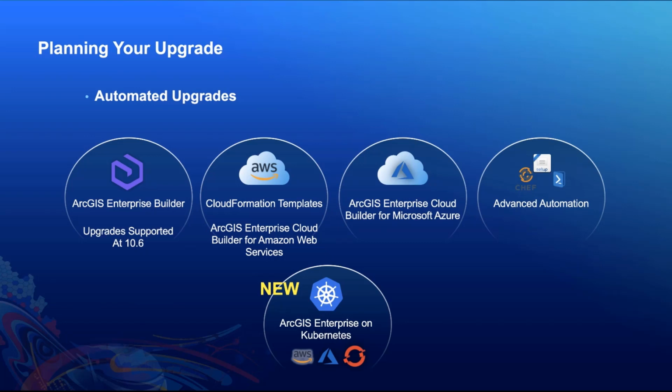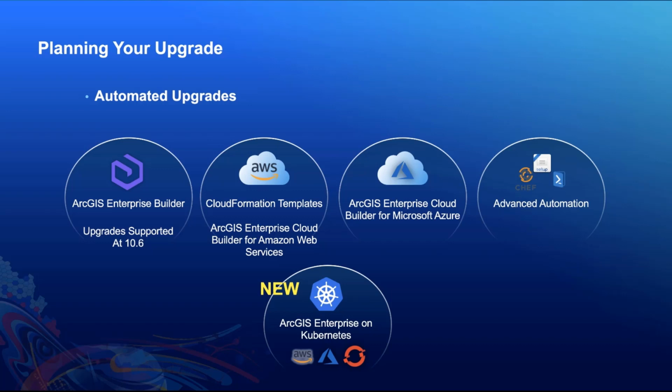We have several options of automating upgrades. You can use whichever option best suits your organization. We'll walk through each of these options in a few moments. We'll look at ArcGIS Enterprise Builder, AWS CloudFormation, ArcGIS Enterprise Cloud Builder for both Amazon Web Services and Azure, as well as advanced automation tools using Chef or PowerShell.